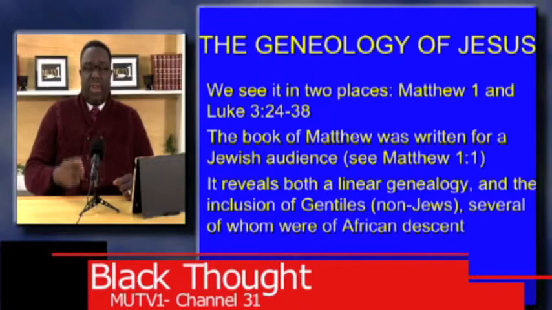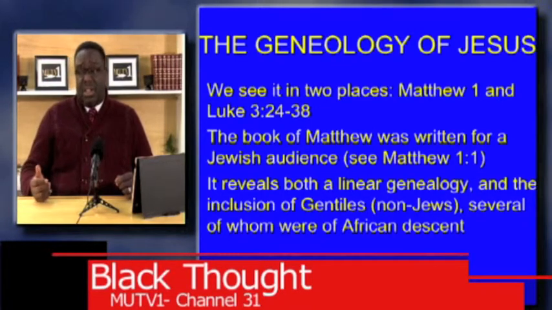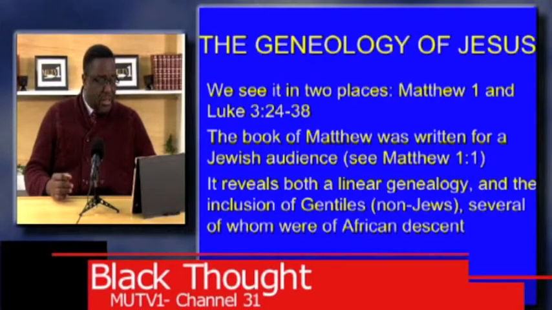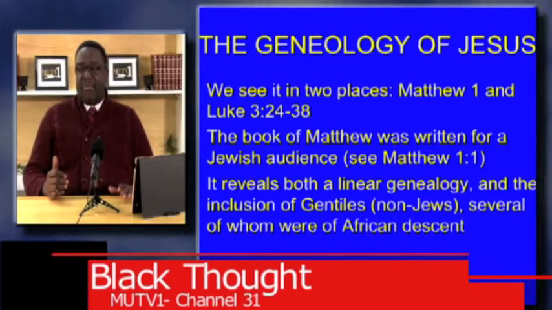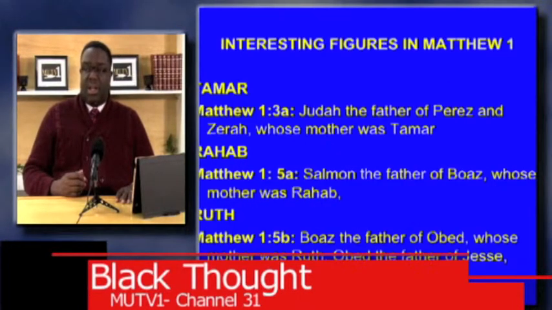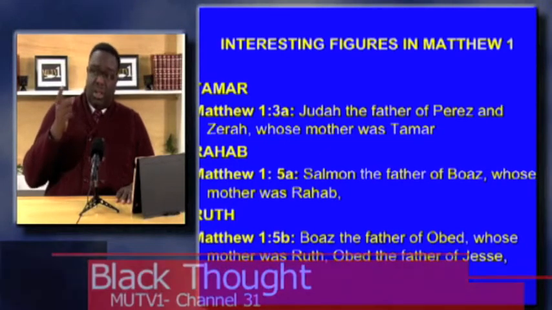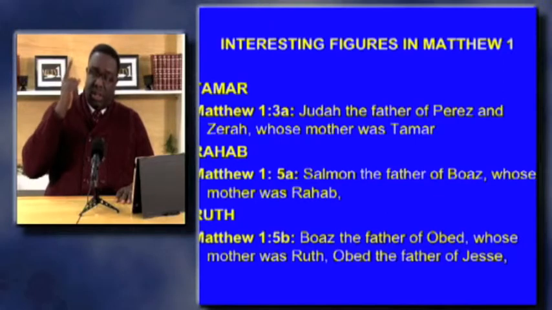But now, the reason why we're using this genealogy for our conversation today is that it shows a linear genealogy and the inclusion of Gentiles. And Gentiles is basically just a name for non-Jews, several of whom were of African descent. Next slide. This is where we kind of left off last segment. We looked at Tamar, we looked at Rahab, we looked at Ruth.